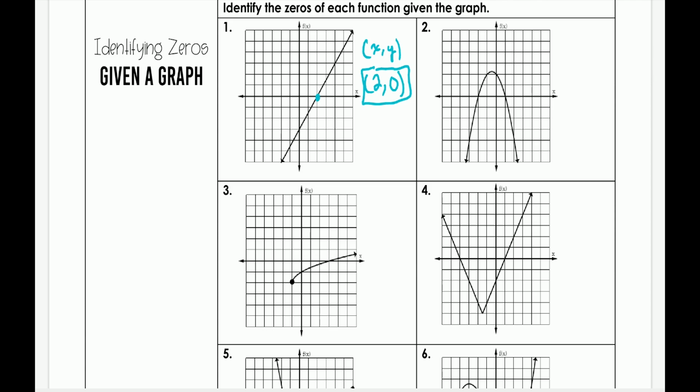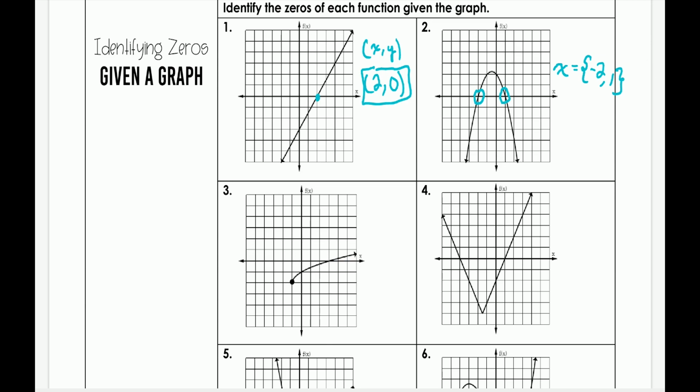Number 2, we have 2 points at which the graph crosses the x-axis. We have one here and one here. What we have to do is find the x value that's associated with it. So we have 2 possible values. It crosses at x equals, looks like, -2 and +1. So those are the zeros of this function.